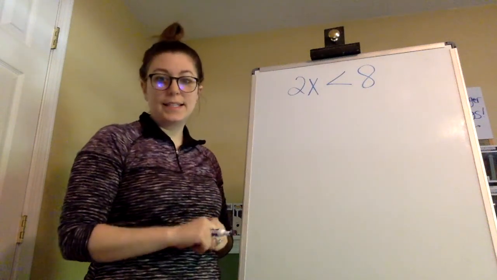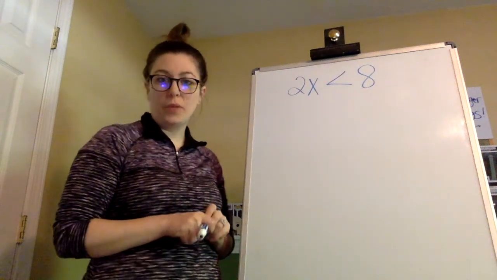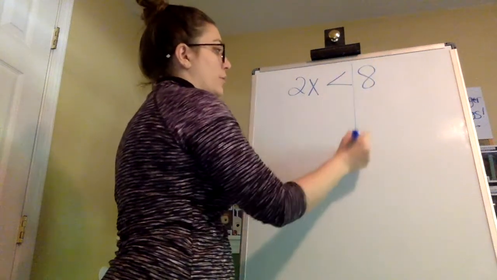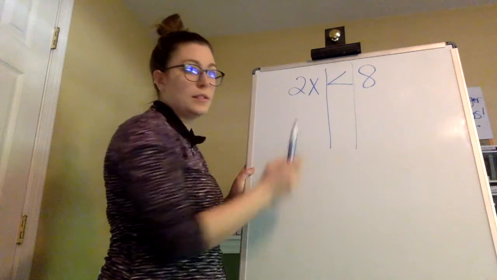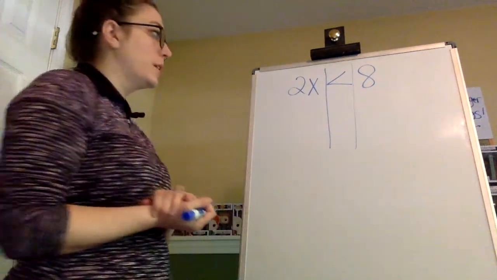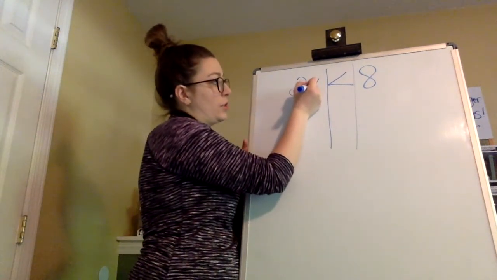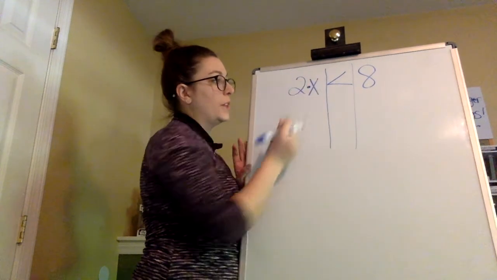2x is less than 8. That's the new problem we have. So we're going to draw our railroad tracks here. This is multiplication. Multiplication is happening right here. You can draw yourself the little multiplication dot if that makes you feel better.